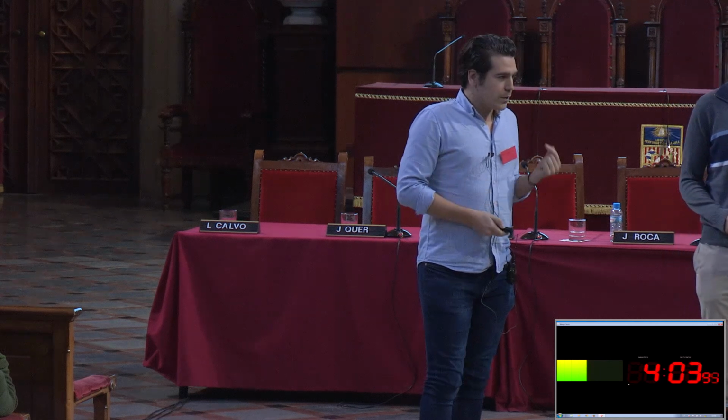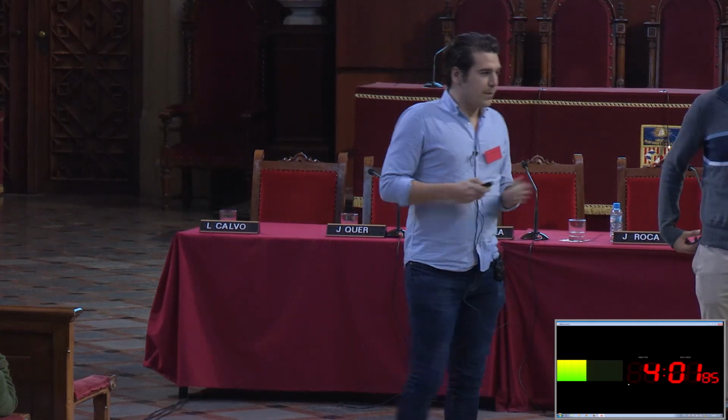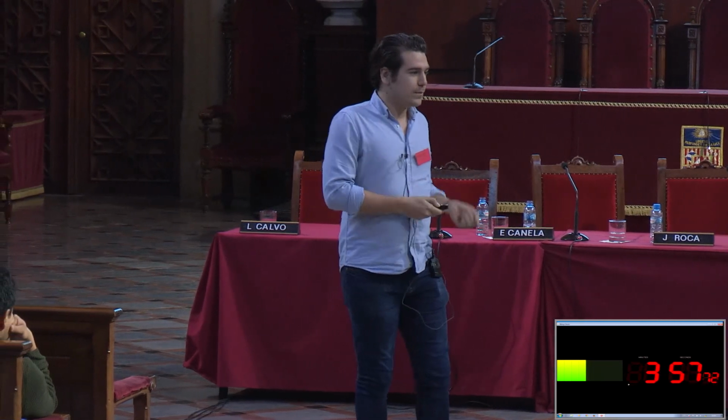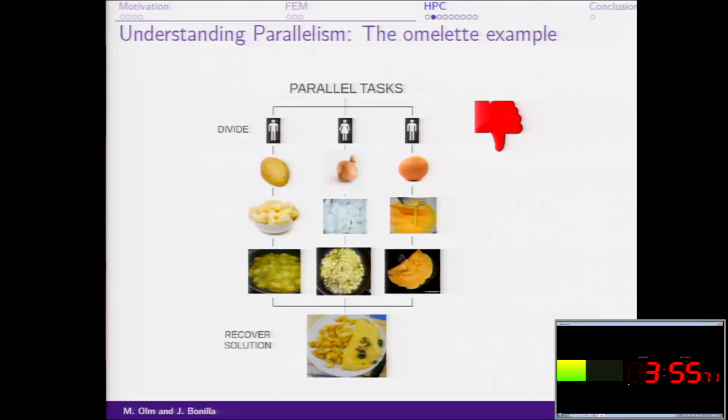So our way to treat this and make high-performance computing is to split the problem and take advantage of parallelism. This is a dummy example we have thought of to try to explain what parallelism is. Imagine we want to perform some task, and the first thing we do is divide it into several tasks. So each one will carry out things completely in parallel.